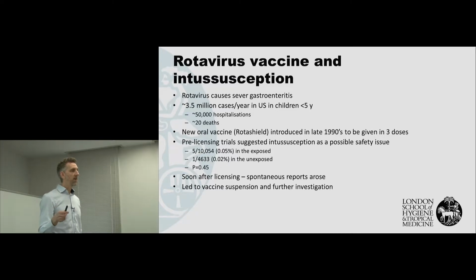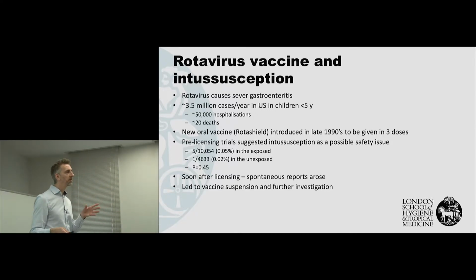So in the late 1990s there was a new vaccine against rotavirus that was introduced and to be given in 3 doses. The pre-licensing trials suggested that intussusception may be a possible safety issue. This is a problem where the intestine can fold in on itself, and this can be very painful and in some instances can be very dangerous.